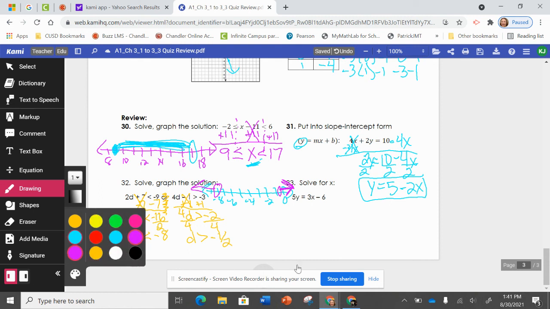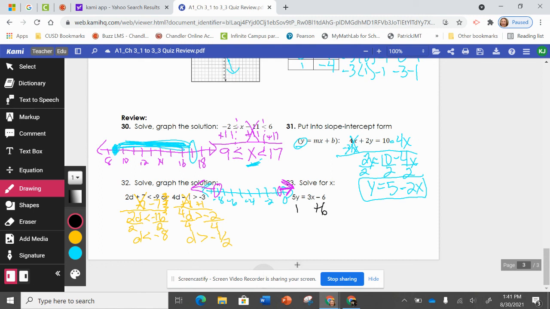And last but not least, we have 33, solve for x. So now, instead of getting y alone, we want to get x alone. We have 3 times x minus 6. Our first step is going to be add 6 to the other side. Now 5y plus 6, I cannot add those together because 5y and 6 are not like terms. So instead, we are just going to make them sit next to each other on our paper. -6 plus 6 is equal to 0.